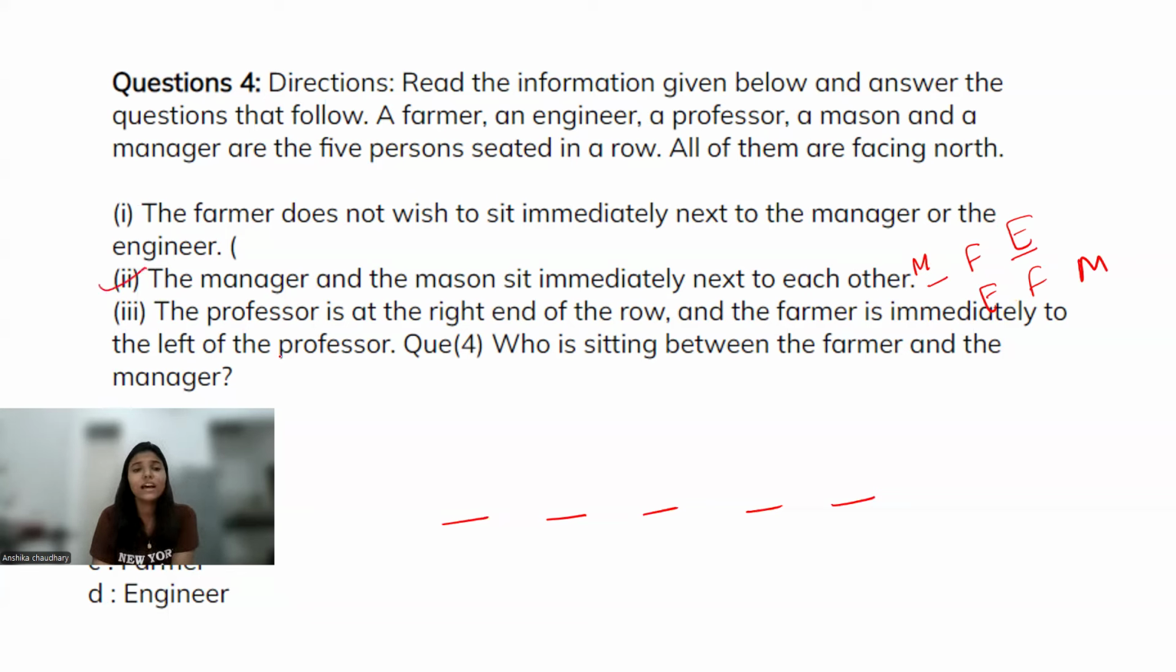The second is, the manager and the mason sit immediately next to each other. So manager and mason will be sitting next to each other. Maybe mason is here and manager is here, but the combination will be like this.